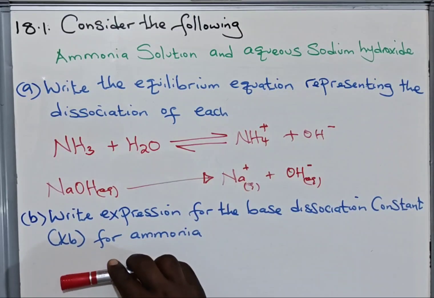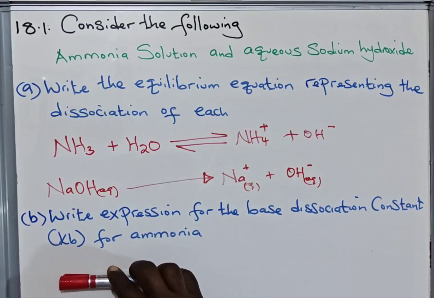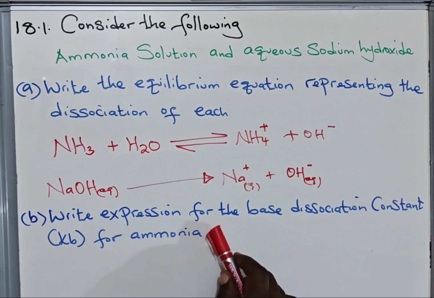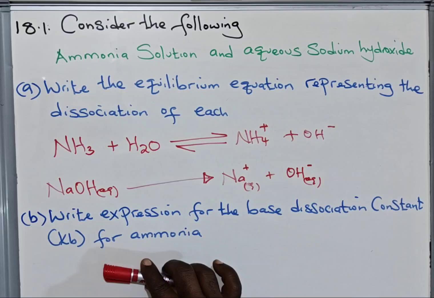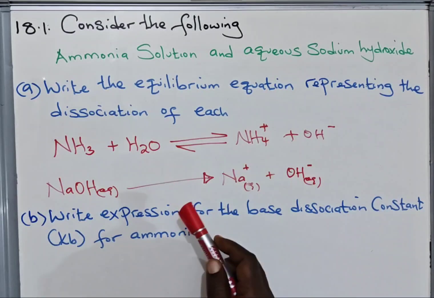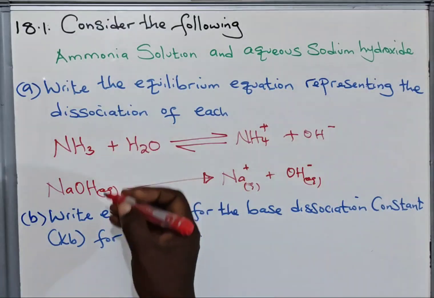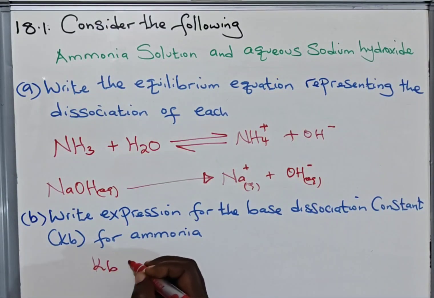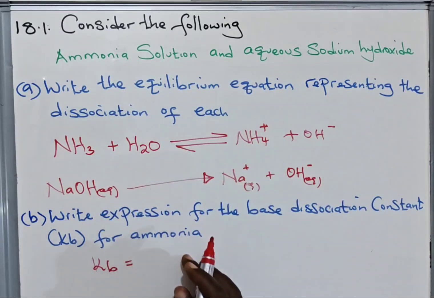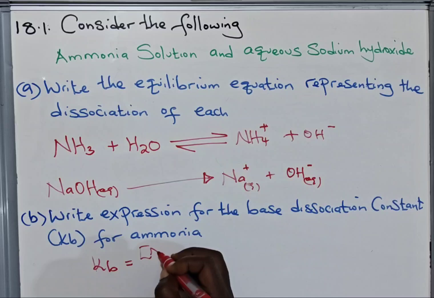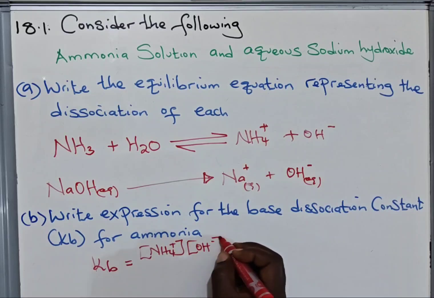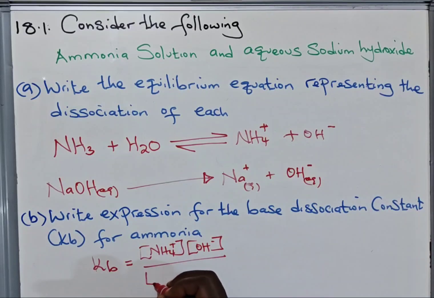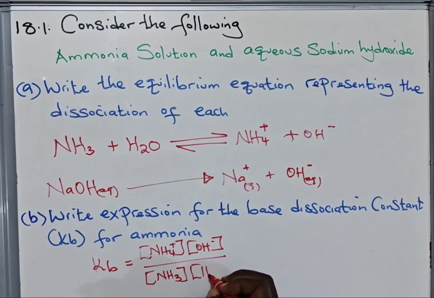Then we come to this question. It says, write the expression for the base dissociation constant Kb for ammonia. How do we write this? You have to know that this is the same equilibrium constant which we know. So it's going to be the product of the products over the reactants: the concentration of ammonium ion times the concentration of hydroxide ion, over the concentration of ammonia times the concentration of water.